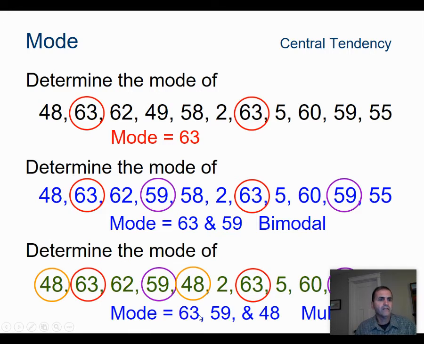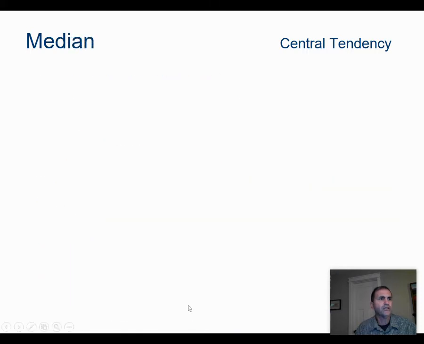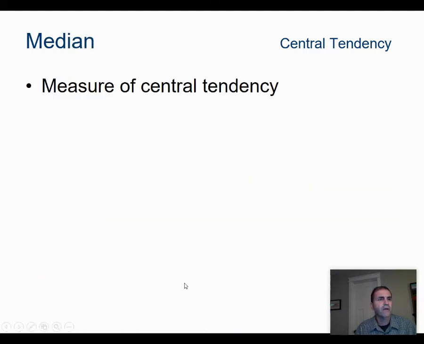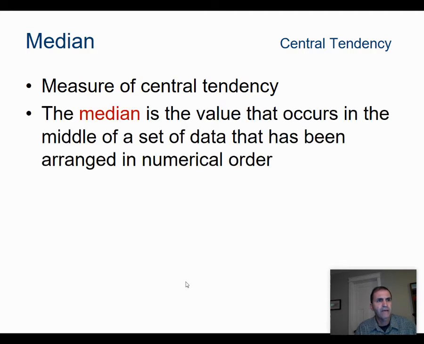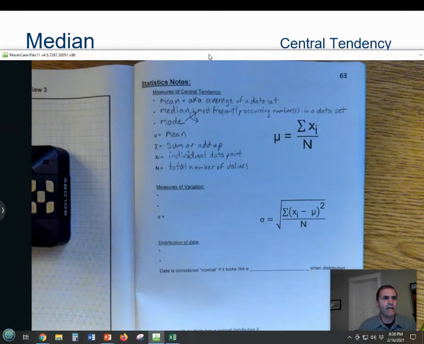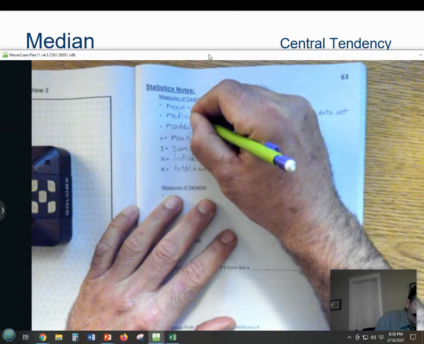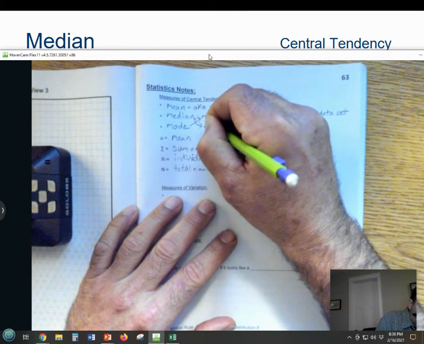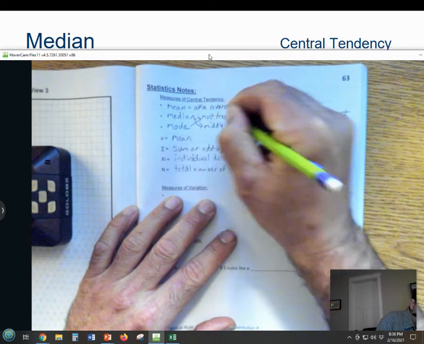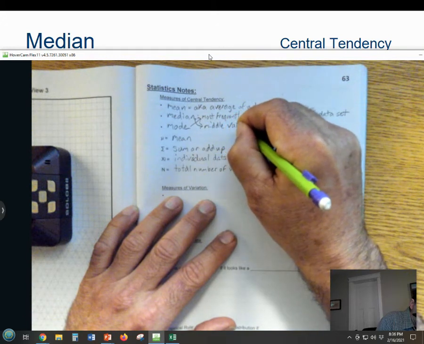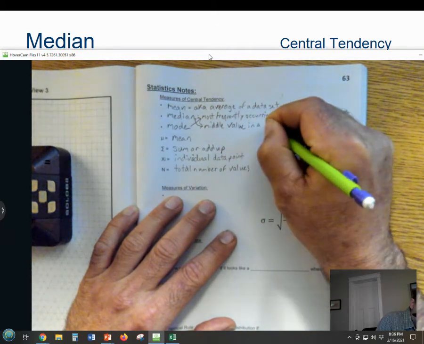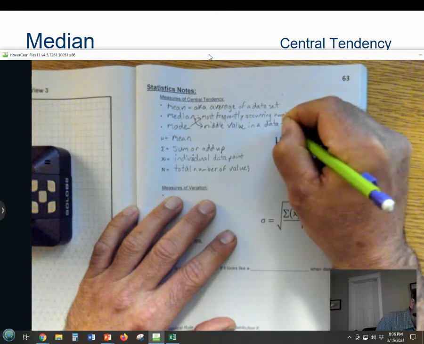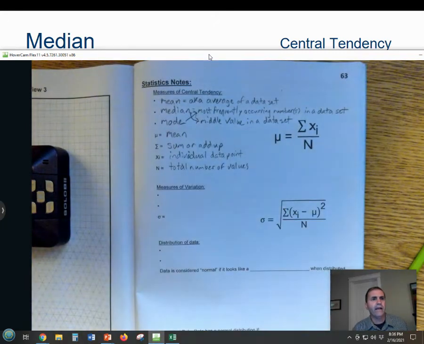Okay. Honestly, we're not going to deal with mode too much. Now, median is important. It is a measure of central tendency. The median is the value that occurs in the middle of a data set. Let's write that down. So the median is the middle value in a data set. All right. Sorry, I mixed those two up.